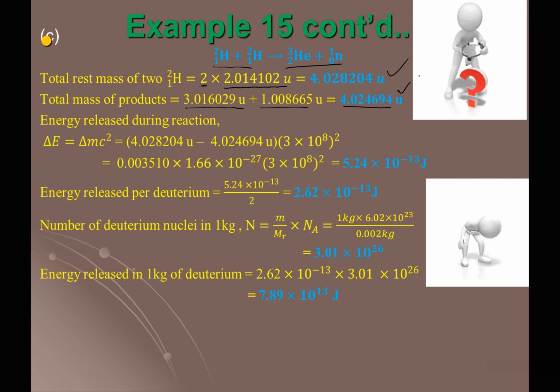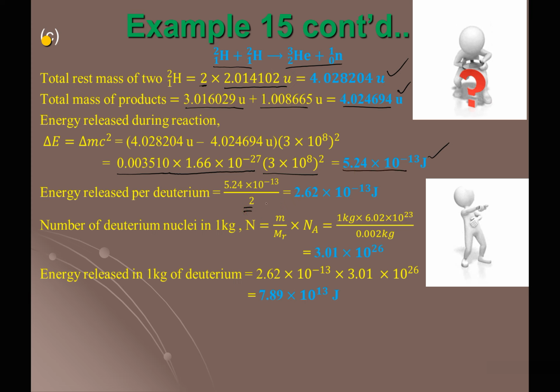So we need to find the mass defect by subtracting the two masses. And then to find the energy released in such a reaction, we have to multiply the mass defect, which should be converted into kilograms, times c squared. And when I pressed my calculator, this is what I obtained. Then energy released per deuterium. Remember, there are 2 deuterium nuclei, so each deuterium nucleus will release an amount of energy which is this total energy released in the reaction divided by 2. So each deuterium nucleus releases that amount of energy.